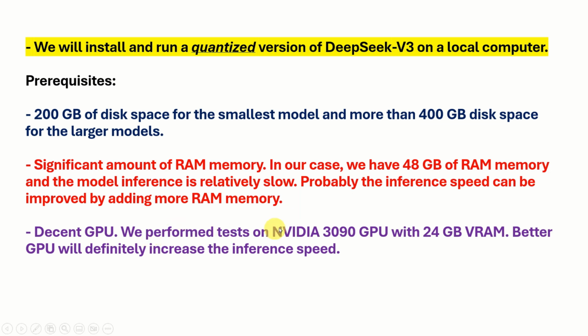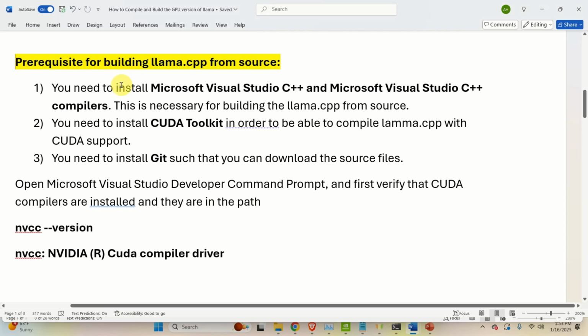We performed tests on an NVIDIA 3090 GPU with 24 gigabytes of VRAM. A better GPU will definitely increase the inference speed. Maybe you should get a 4090 GPU if you have a lower budget, or even try to buy a more expensive GPU. However, it still works on our NVIDIA 3090 GPU, and probably there is space for improving the inference speed. However, the story for prerequisites does not end here.